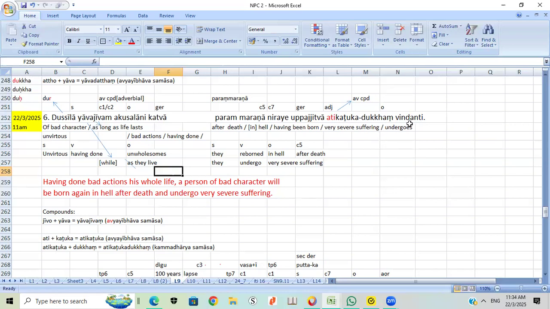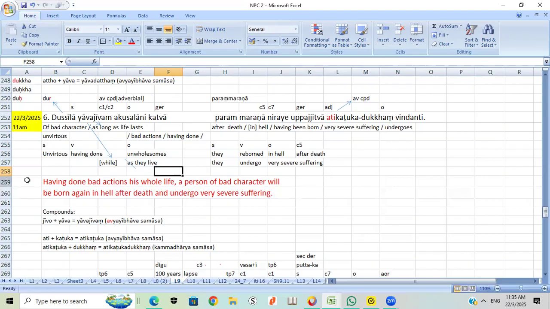And then this is a plural, Vandati. So Vandati means undergo. Can you see the word ati? Ati is a prefix. Ati takes the meaning of very. Then this is putta, severe and suffering. So this one, no need to take anything. They undergo a severe suffering. So it's good enough like that.